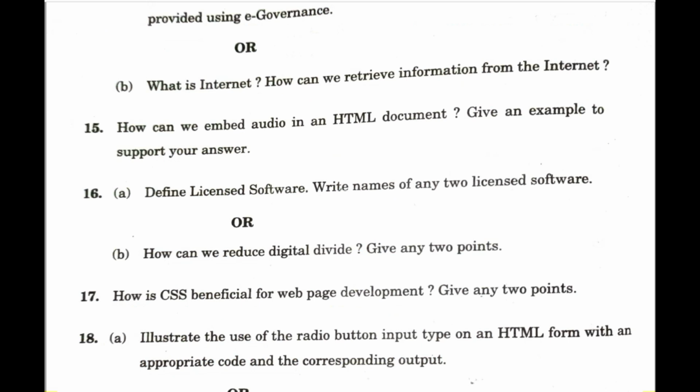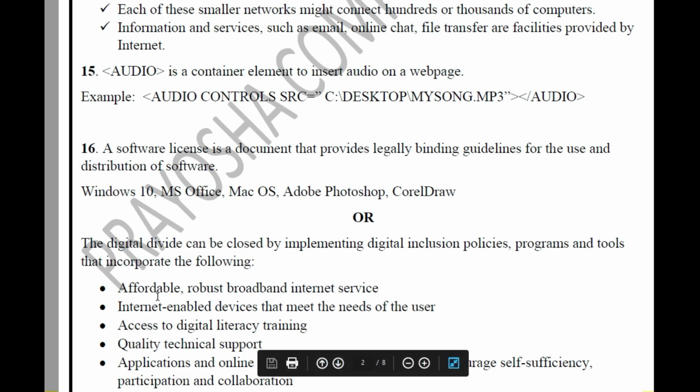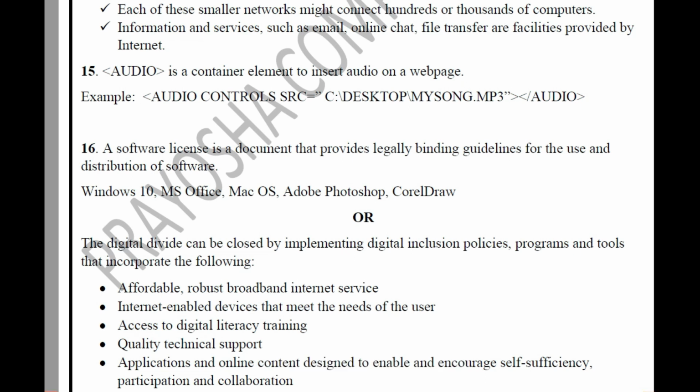Next question is, how can we reduce the digital divide? Give any 2 points. Okay, so the digital divide can be closed by implementing digital inclusion policies, programs and tools that incorporate the following: affordable, robust broadband internet services, and internet-enabled services that meet the needs of the users. So these are some examples.